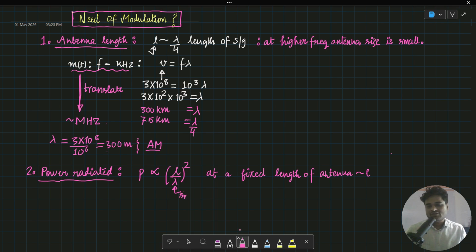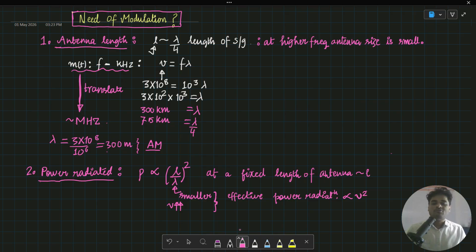in other terms, as lambda gets smaller, frequency gets higher. So at smaller wavelength or at higher frequency, both are the same thing, power radiated by the antenna is large. So for effective power radiation, we need higher frequencies. At higher frequency effective power will be higher.